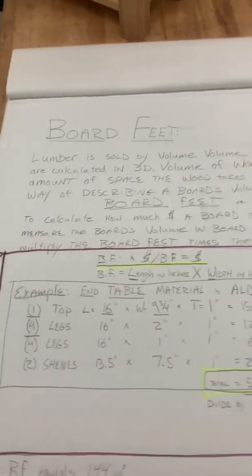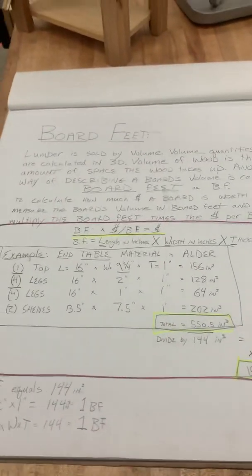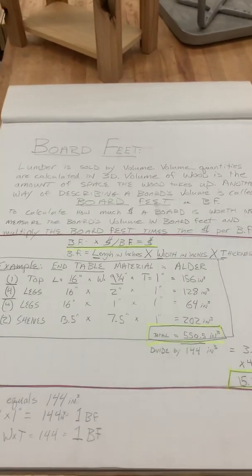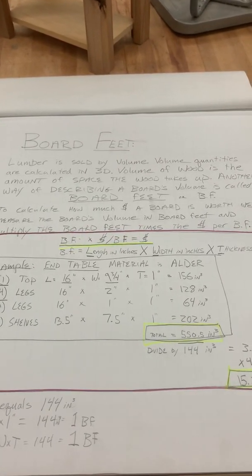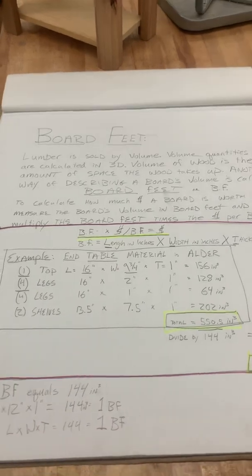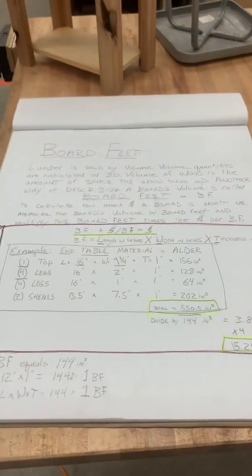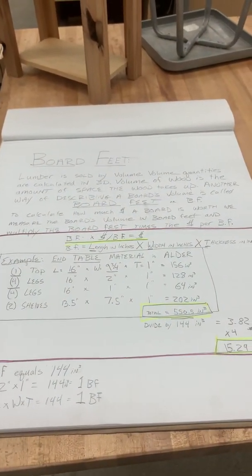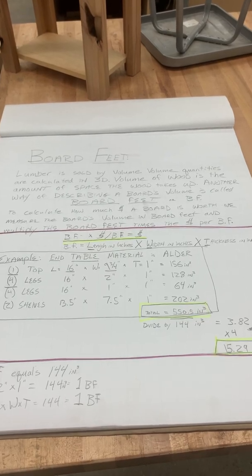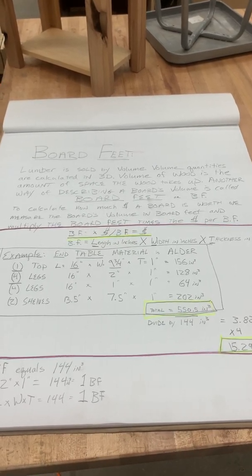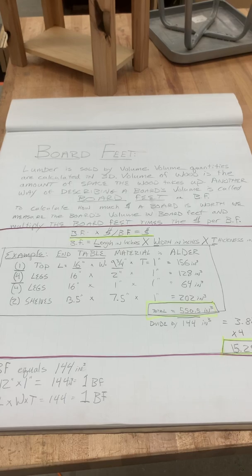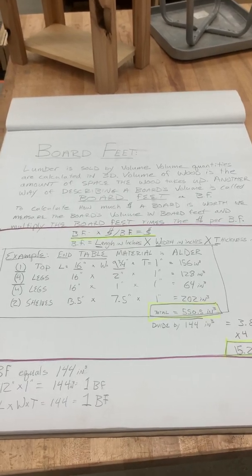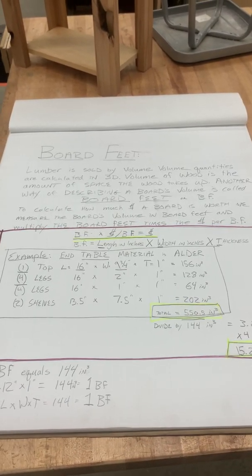Lumber is sold by volume. Volume is a quantity and it's calculated in 3 dimensions. Volume of wood is the amount of space the wood takes up. So that would be like if you put the wood in water and submerged it, how much water would it displace? So another way of describing volume is called board feet, or BF in our calculations.